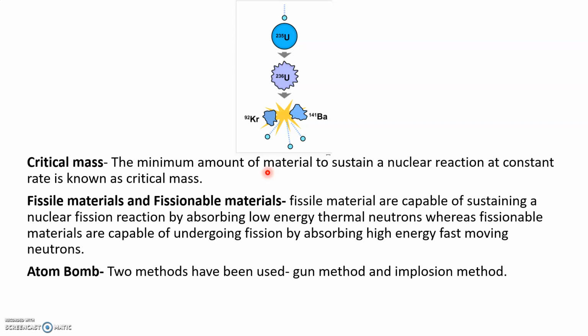And what is an atom bomb? I already mentioned that in an atom bomb, the basic principle is nuclear fission in an uncontrollable manner. That is, the nuclear fission chain reaction occurs in an uncontrollable manner, and it can produce a tremendous amount of energy. Two methods have been used for producing the atom bomb: the gun method and the implosion method.